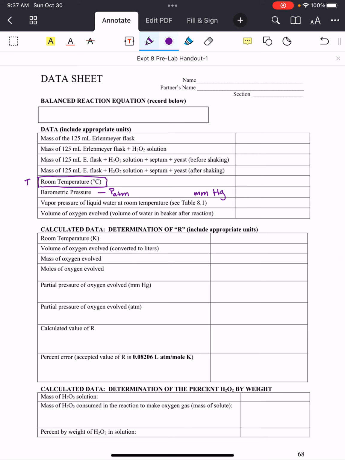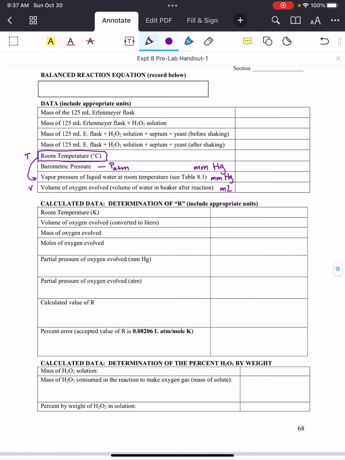You'll also then use this temperature to figure out the vapor pressure of the liquid at room temperature, so you'll use the table that's provided. This also has units of millimeters of mercury. Then, once you are finished with the reaction, you will measure the volume of oxygen evolved, which is equal to the volume of water in the beaker after a reaction, and this will have units of milliliters. So that's just our raw data. Now we'll be able to do some calculations.